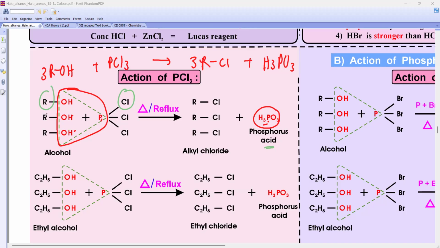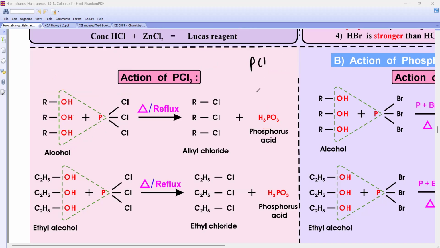Now, can you see, beta, PCl3 is stable, but PBr3 I cannot store. Why? Because it will break down. Why will it break? Because the size of bromine is bigger, na? So now what do I have to do? I can prepare PCl3 and store it, but for PBr3 I will have to prepare it freshly.